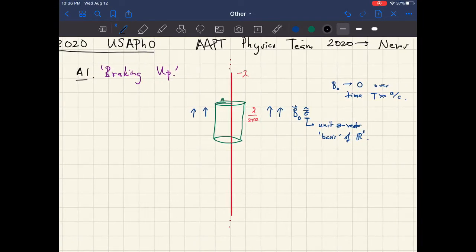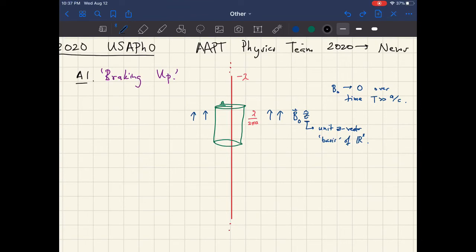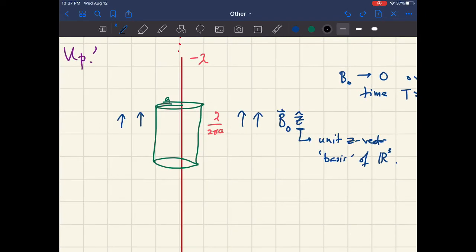Well, the first thing to notice is this changing magnetic field. As you can see, this magnetic field is changing from a value B naught to 0 over a specific time t strictly greater than a over c, which means a pretty sufficiently long time interval. Now, what's exactly happening? This changing magnetic field might remind you of Faraday's law, or even Lenz's law if you've heard of it from your AP Physics C class. And from there, it tells you that this magnetic field induces an electric field.